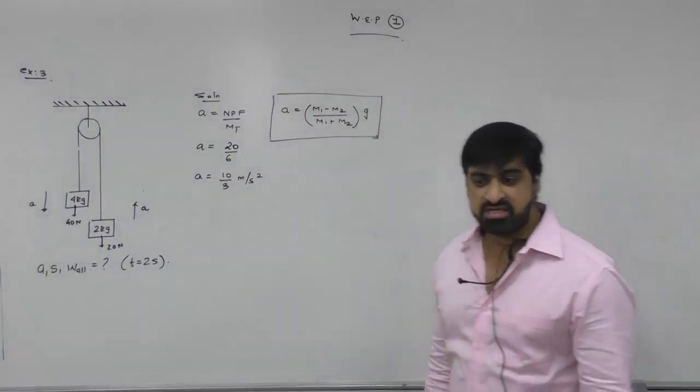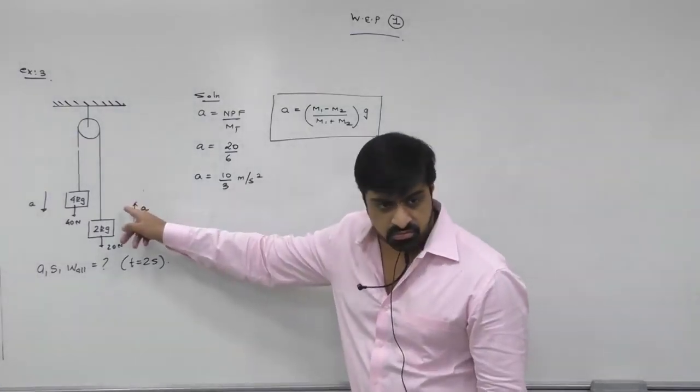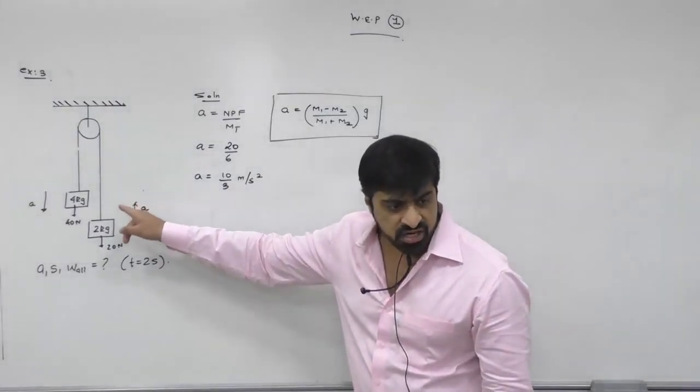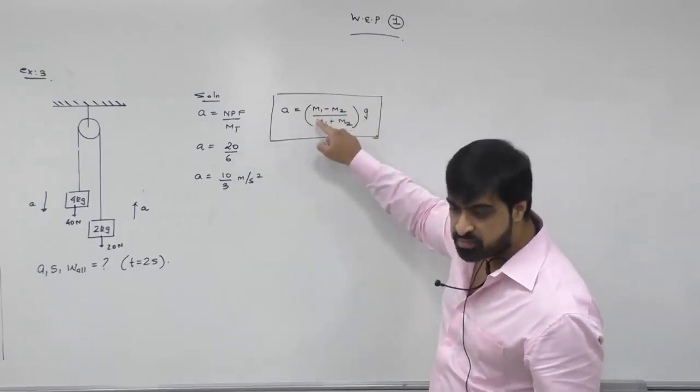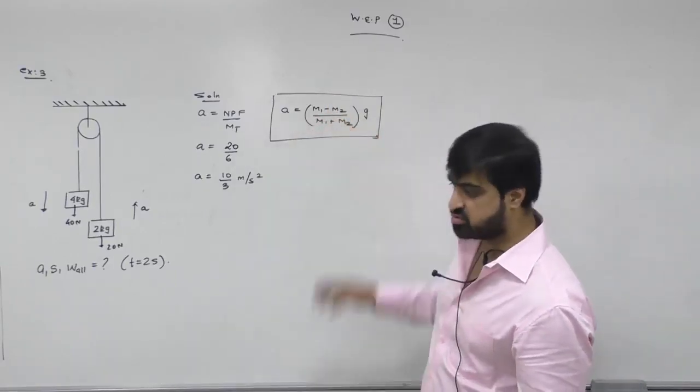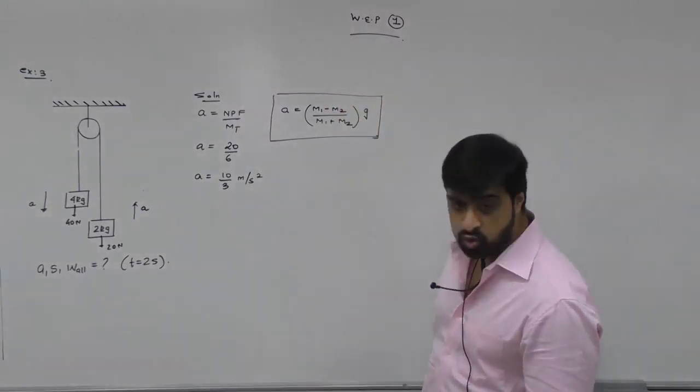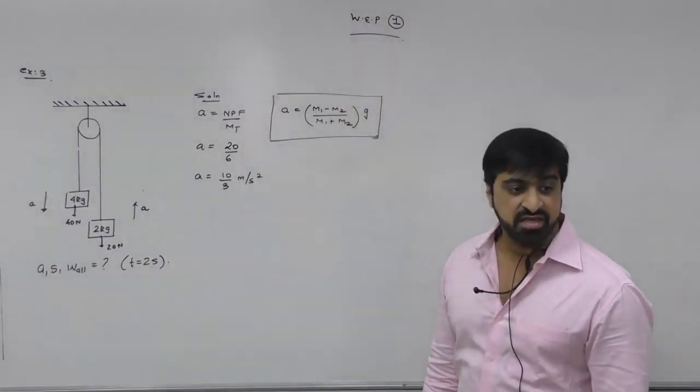This is also termed as an Atwood's machine. The system is also termed as Atwood's machine, and the formula for acceleration will be this, where m1 will be the bigger mass and m2 will be the smaller mass. Do that, you get the acceleration also. Achha, I need to find the tension also.